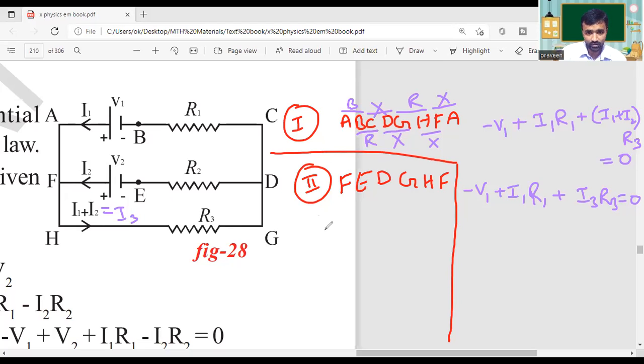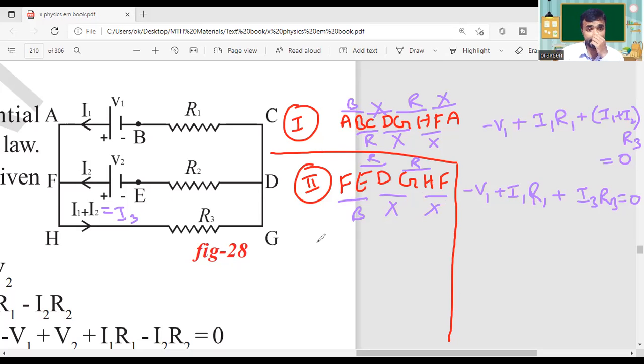So in loop 2, F to E, opposite to the battery, there is a battery. Next, E to D, there is a resistance. Then D to G, there is nothing. Sorry, G to H, there is a resistor, and H to F, nothing.